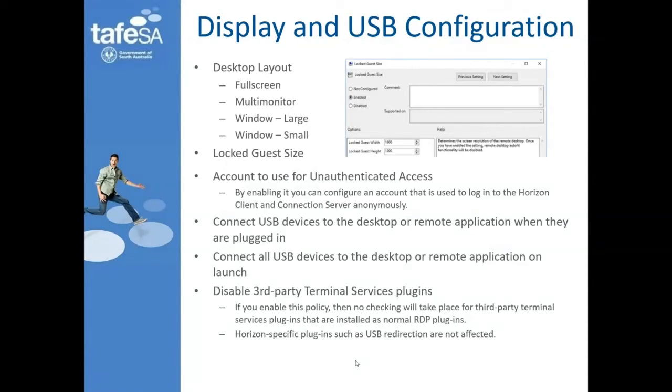Disable third-party terminal service plugins. Third-party means not you, not VMware, someone else. If you enable this policy, then no checking will take place for third-party terminal service plugins that are installed as a normal RDP plugin. Horizon-specific plugins such as USB redirection are not affected by this. So this is third-party, which in this case is Microsoft's.